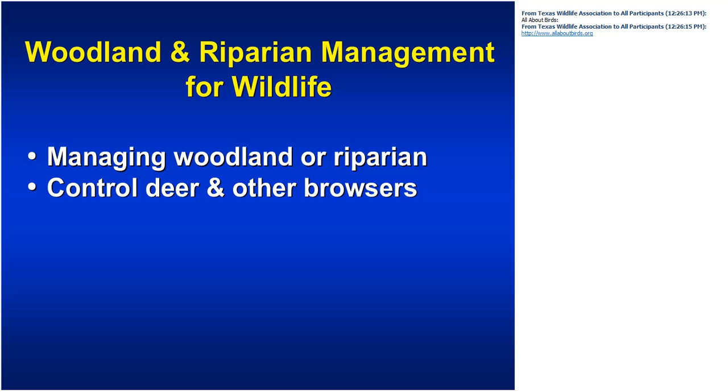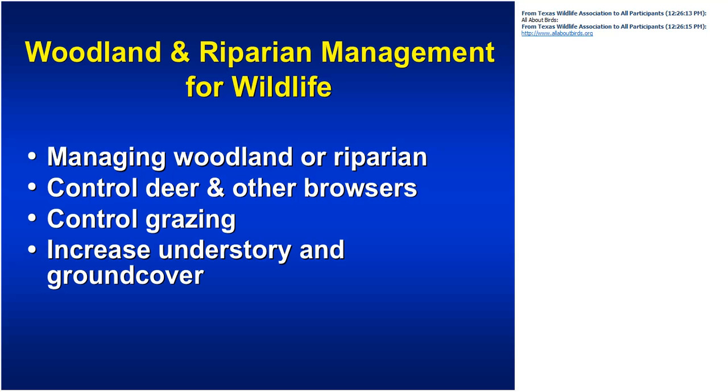Controlling grazing. And we talked a little bit about grazing as part of your property if you're going to maybe have an ag valuation. But managing that grazing can be incredibly important in managing that habitat. And as I've mentioned several times already, increasing and managing the understory is an important component in woodland and riparian systems. And both deer and grazers can have a significant impact on that.